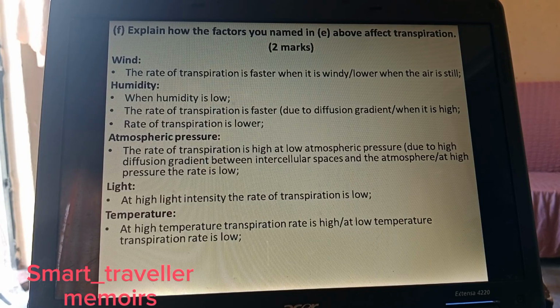Atmospheric pressure: the rate of transpiration is higher at low atmospheric pressure due to a high diffusion gradient between the intercellular spaces and the atmosphere. At high pressure, the rate is low. At high light intensity, the rate of transpiration is high. Temperature: at high temperature, transpiration is high, and at low temperature, the transpiration rate is low.